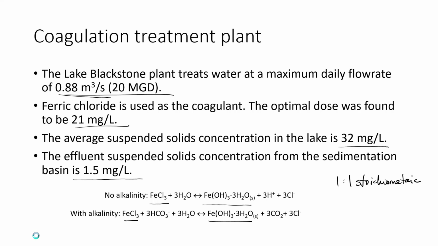You're given the equations for the reaction of ferric chloride to produce ferric hydroxide, and that's what's precipitated. The first reaction does not include alkalinity in the equation. The second one does include alkalinity. We're assuming here that alkalinity can be estimated by the concentration of bicarbonate.